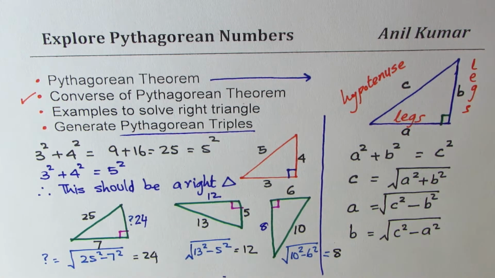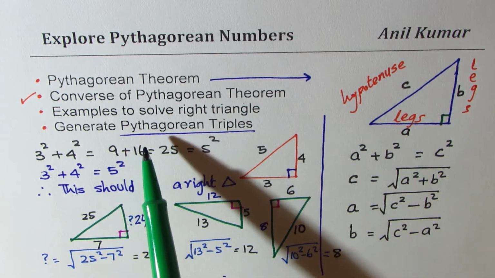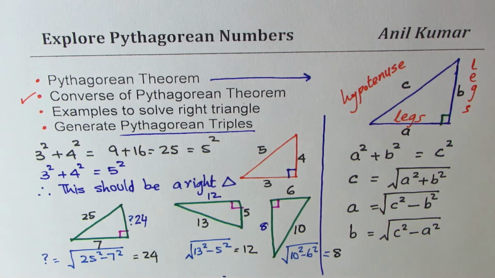Now let's take a small break. I'll go for a walk and let's see what we find there. And then we'll continue with some more examples on right triangles and also learn how to generate Pythagorean triples. I hope you find that interesting.